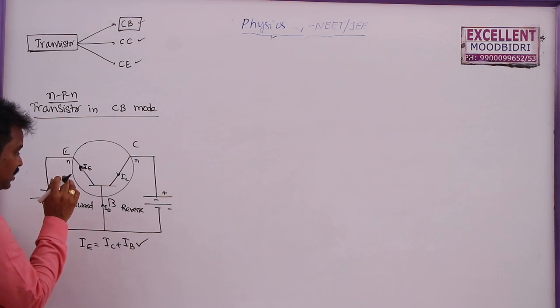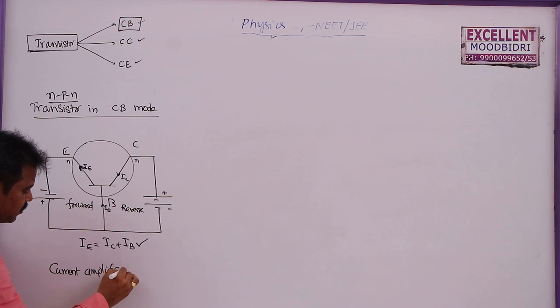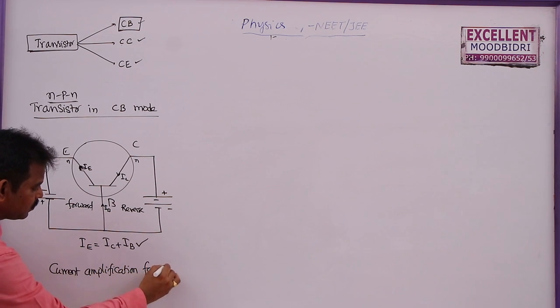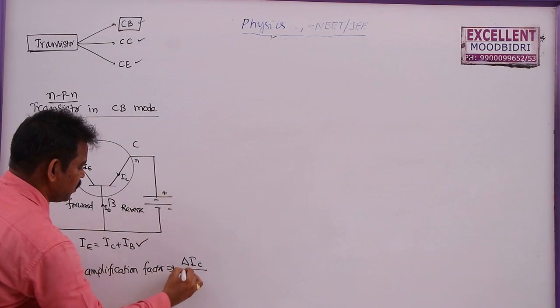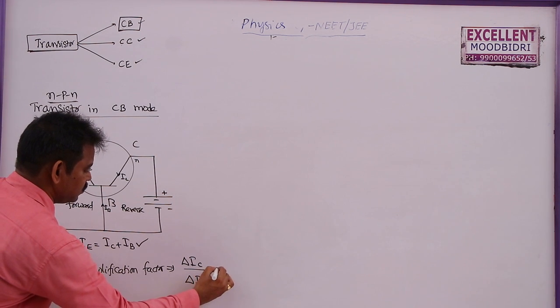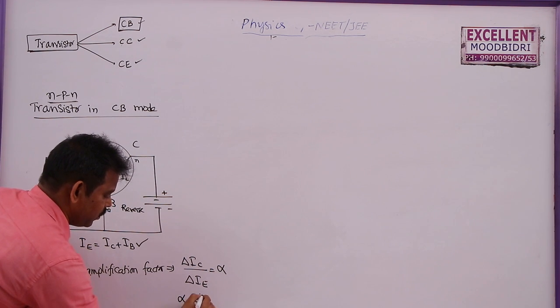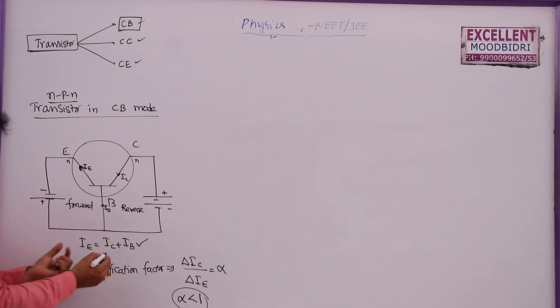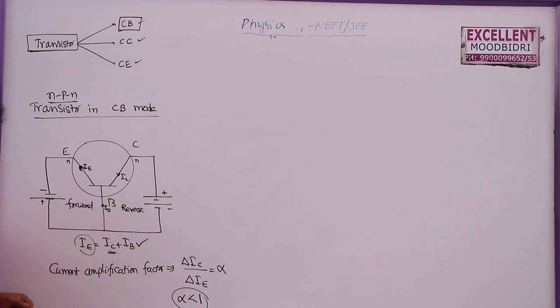Now, what is the current amplification factor here? The current amplification, also called current gain or current amplification factor, is given by, this is the output circuit, the change in collector current by change in emitter current. This we generally denote with alpha, and please remember alpha is always less than 1, because the emitter current is bigger than the collector current. So the ratio is a smaller value over a bigger value, always less than 1. So this is about current amplification or current gain in common base mode.